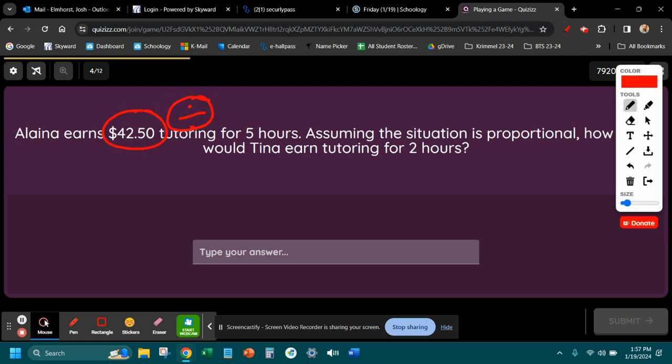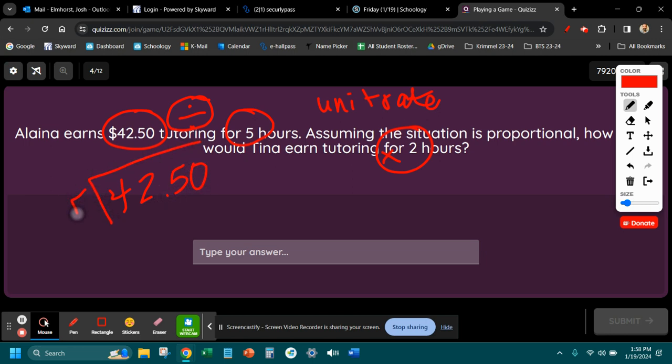So we're going to divide the cost by 5 hours to give us the unit rate. After we get the unit rate, we're going to multiply by 2 to see how much would she make after 2 hours. So we have $42.50 divided by 5, and then multiply that by 2.